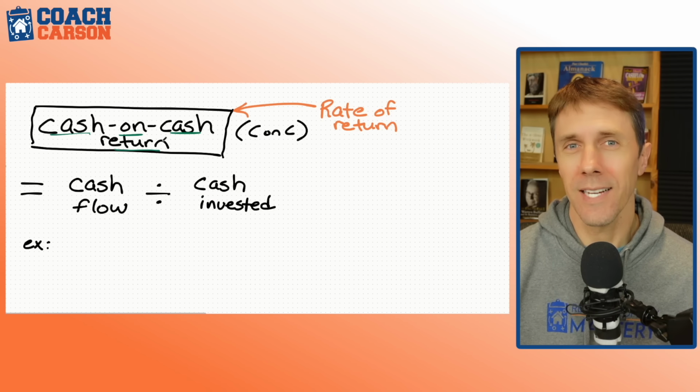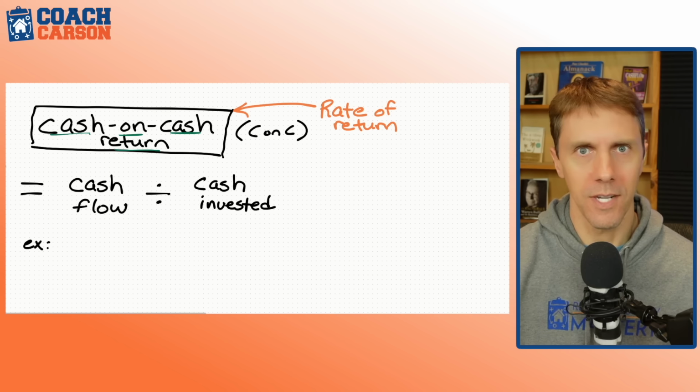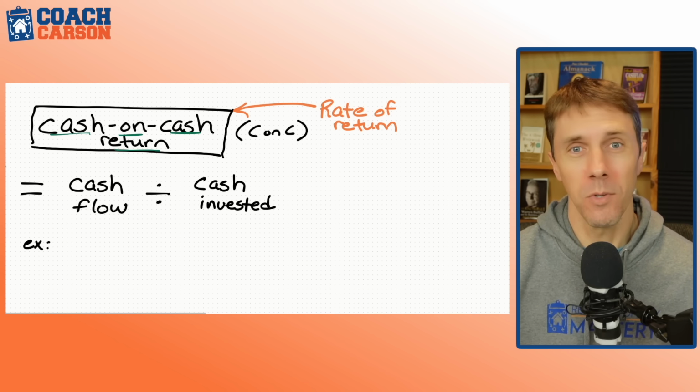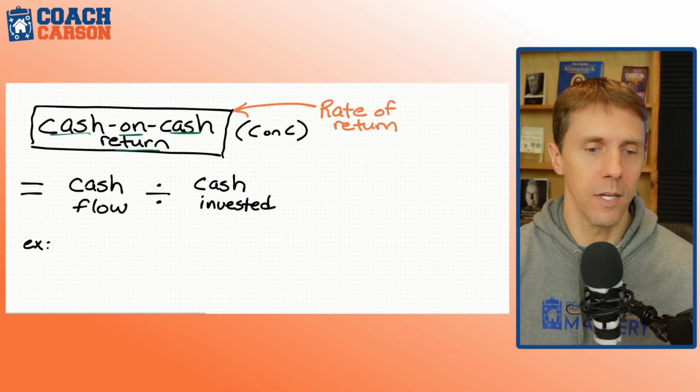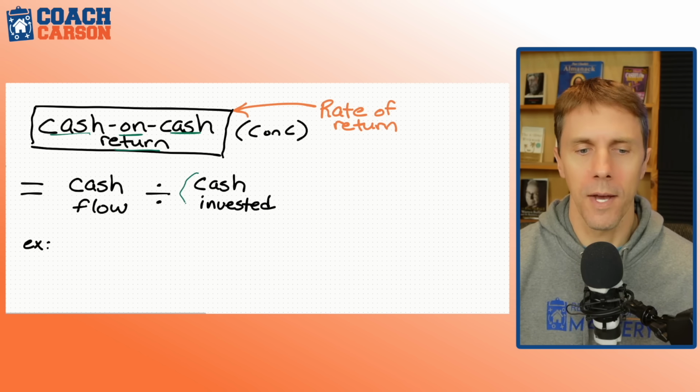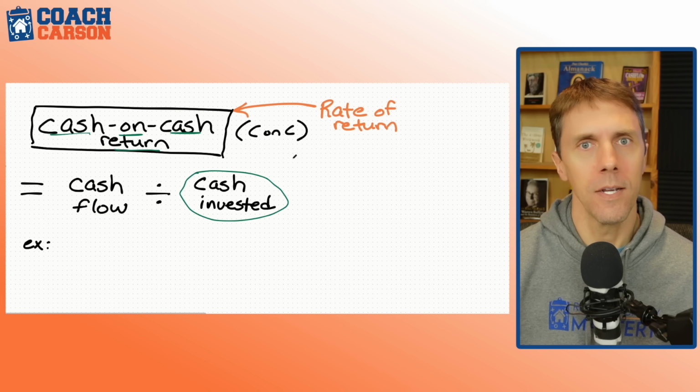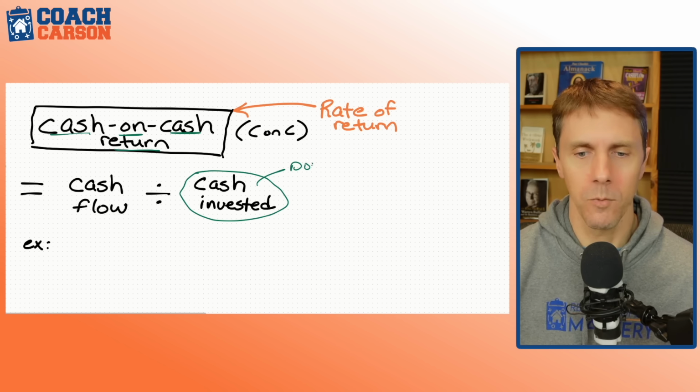And this is the formula I like to use with some of the other formulas. I don't usually look at it by itself, but it's a really simple formula. And it is just the cash flow, which we figured out in the last formula, divided by the total amount of cash invested. And I say here cash invested instead of down payment because it does include your down payment, which is usually the biggest amount of cash you put into the deal.